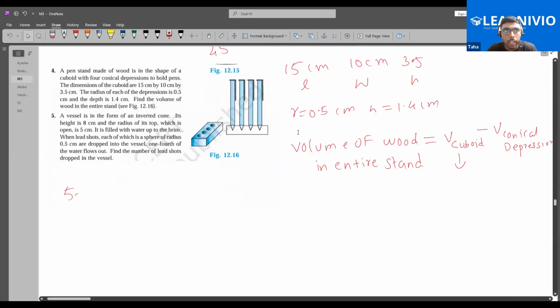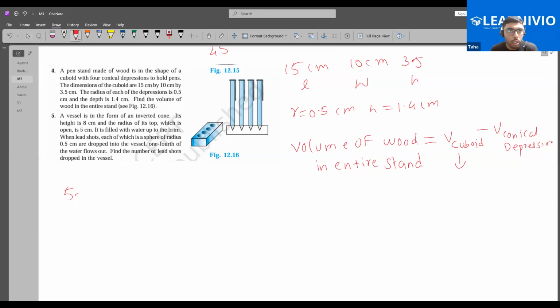Yes, sir. All right, so the next question is, a vessel is in the form of an inverted cone. So we are talking about an inverted vessel which is in the form of a cone. The height of this cone is 8 centimeters, and the radius of its top is 5 centimeters. It is filled with water up to the brim.